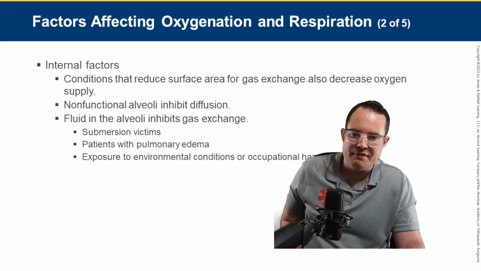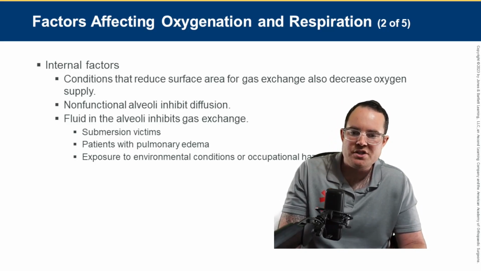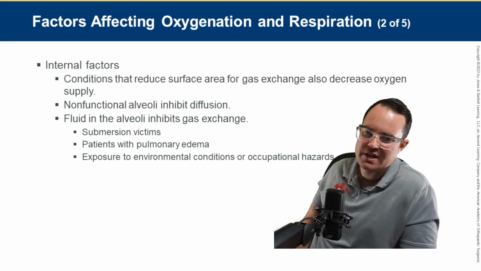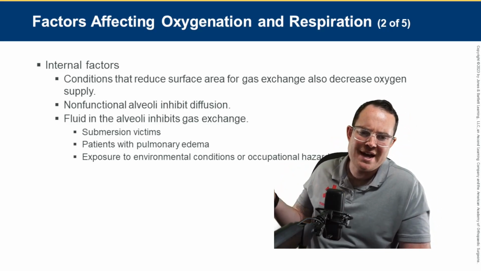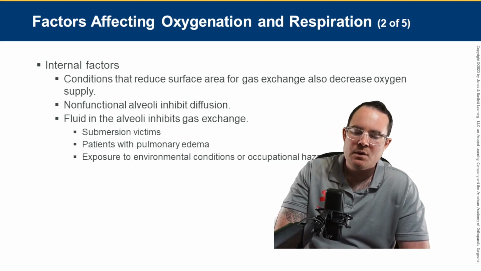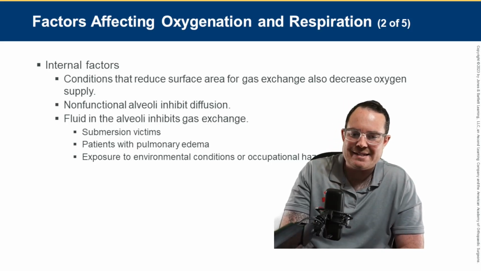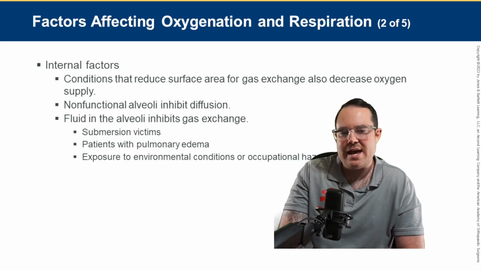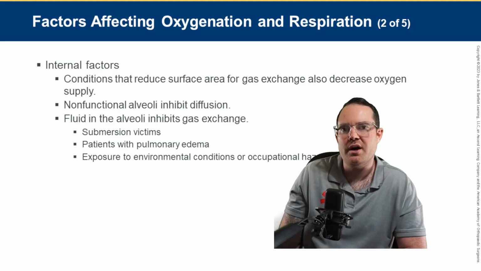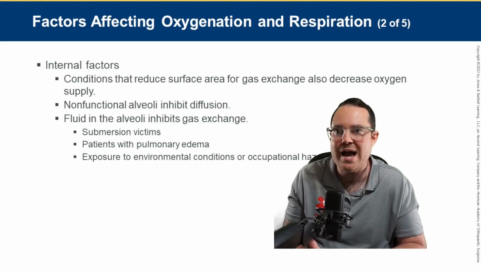Okay. Right here, fluid in the alveoli inhibits gas exchange. This can happen with submersion victims or drownings. Patients with pulmonary edema, we kind of talked about those. Occupational hazards, we were saying, inhaling toxins. One thing that you got to know is there's something called surfactant. Surfactant is kind of like a lubrication on alveoli that allows the alveoli to expand and contract, right?